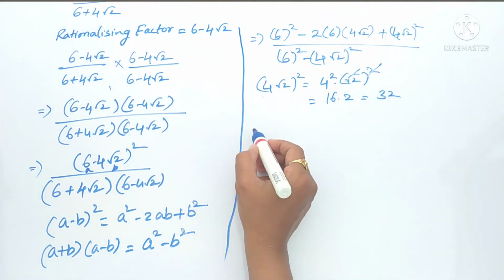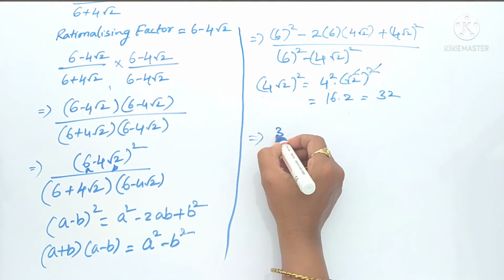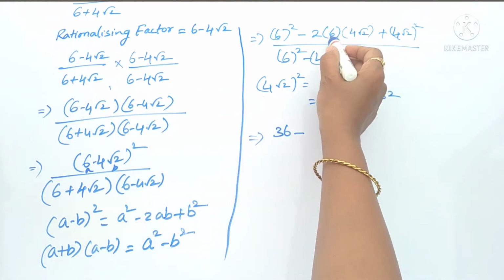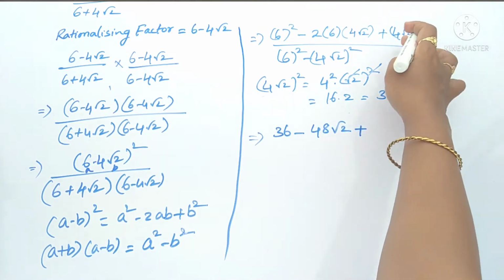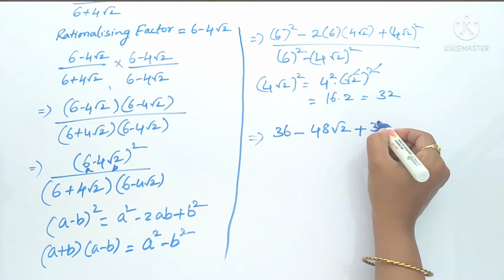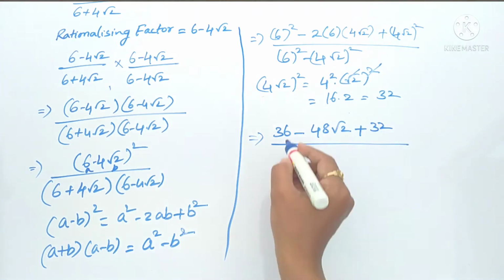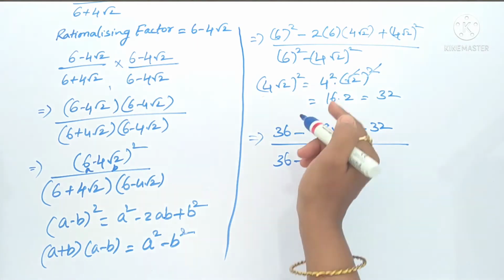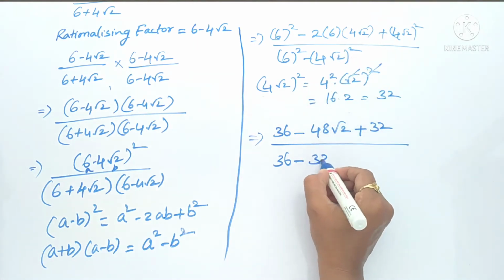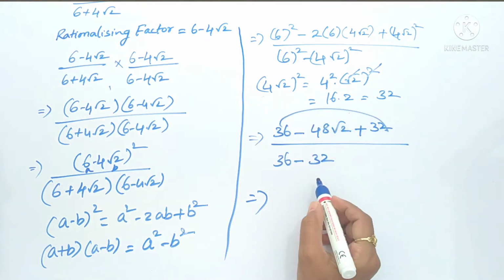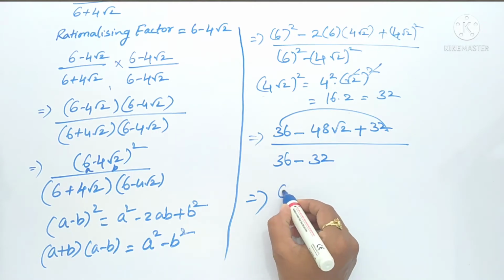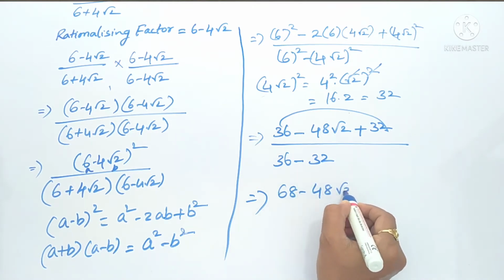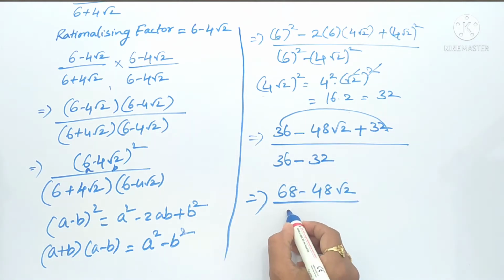Now we'll substitute. 6 square is 36 minus 2 6s are 12, 12 4s are 48 root 2, plus what's the value of 4 root 2 whole square? 32. We'll substitute. Okay. Next 6 square is 36. Again 4 root 2 whole square is 32. So now this 36 plus 32, how much? It is 68 minus 48 root 2 by 36 minus 32, 4. Okay, so in the denominator 4 is there.